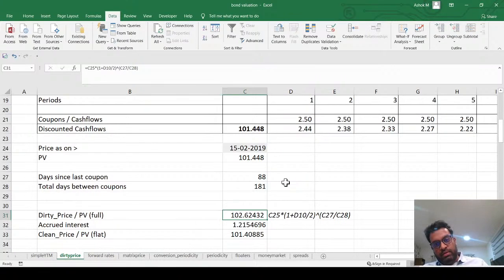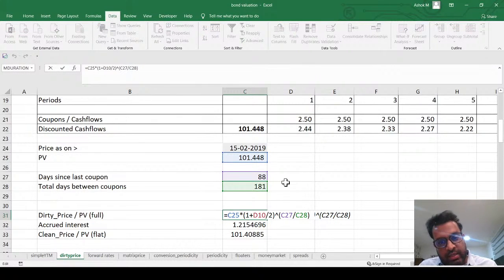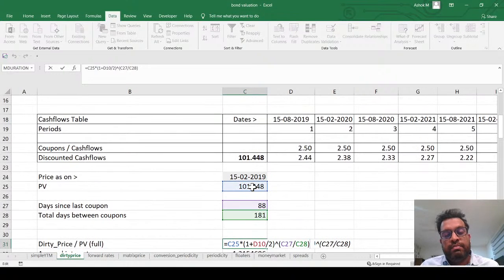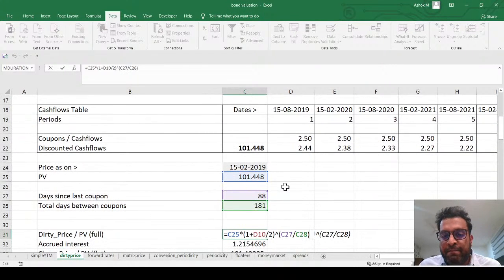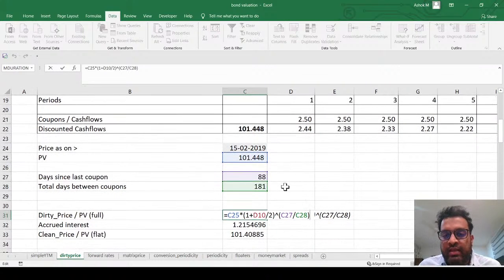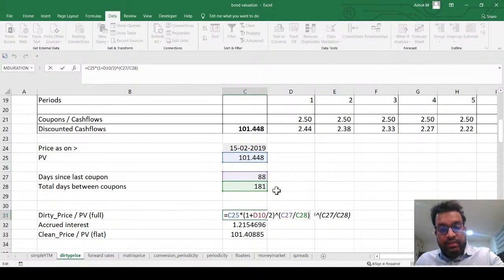Next, you will come to dirty price. There is a unique way of calculating it. You take the theoretical price that you received as of last 15th February, and you compound it by so many days. By what rate? That is the YTM rate.